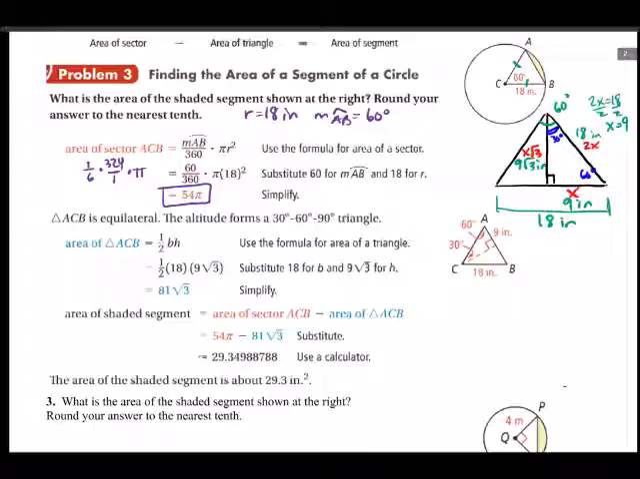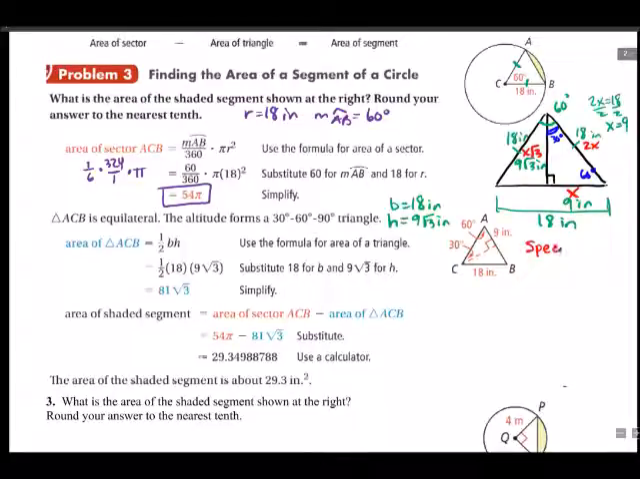So I now know that for my triangle, my base is 18 inches and my height is 9 square root 3 inches. You see how we got that?